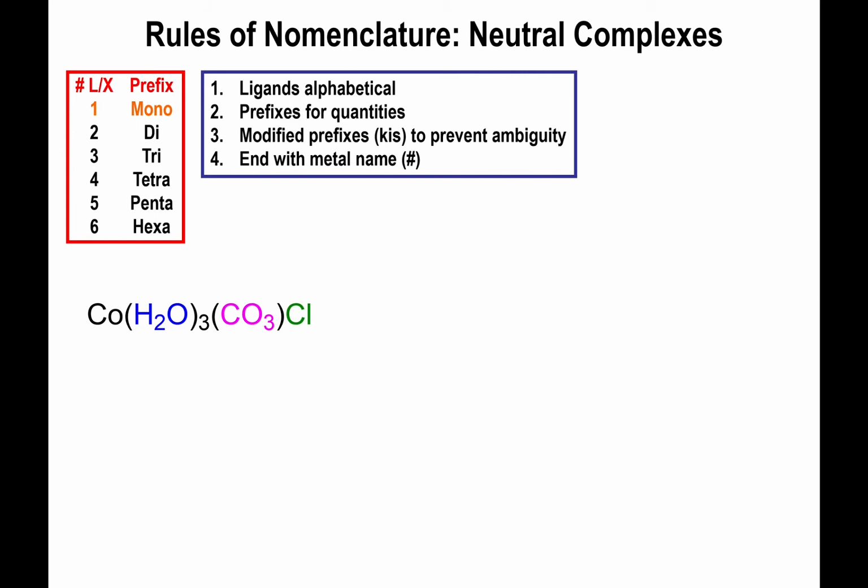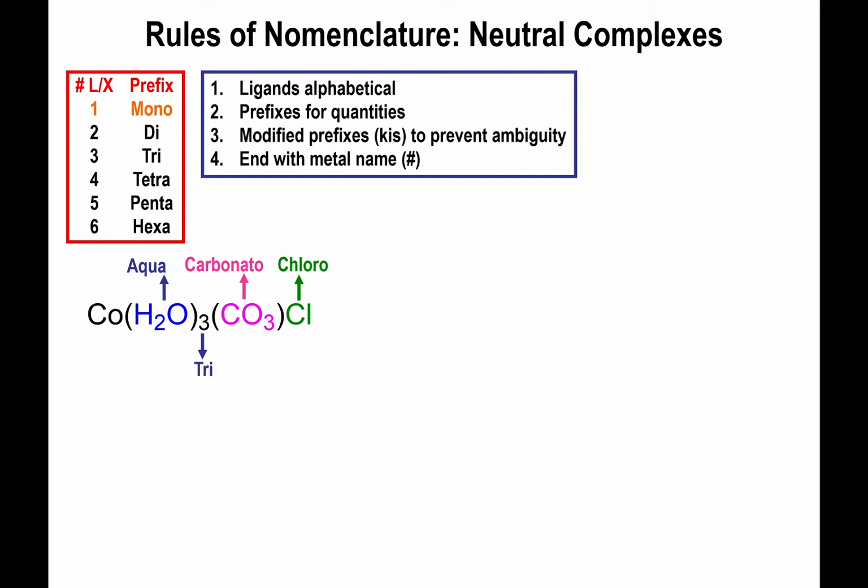And what we need to remember is that we have to place them alphabetically. So we have aqua for water. CO3 is going to be known as carbonato. And yes, we have three waters, so we're going to have to use the prefix tri to specify that there's three waters present. Then we have carbonato, which is the name of the CO3 ligand when bound to the transition metal. And then we have the ligand chloro.